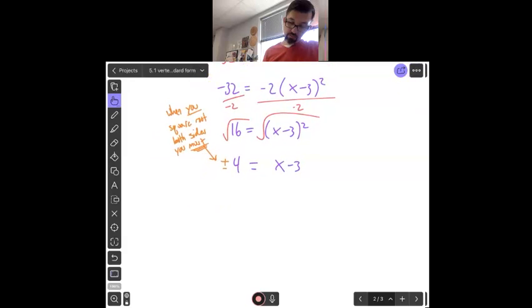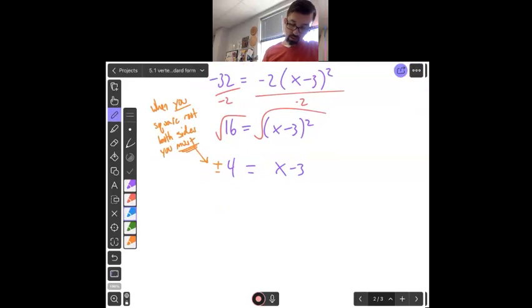And at that point, you just need to break the problem into 2. 4 equals x minus 3, and -4 equals x minus 3. So adding 3 to both sides, we get x equals 7 and x equals -1.